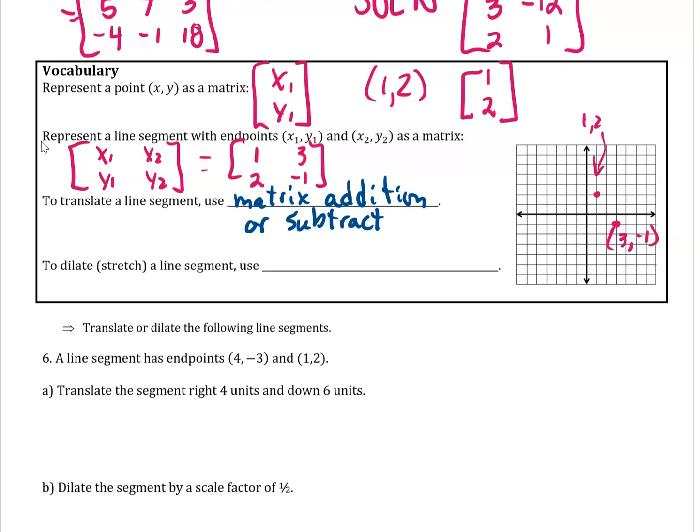Which really I could have just said matrix addition, because subtraction is just adding the negative. If I want to dilate, stretch, or shrink a line segment, I will use matrix multiplication, scalar multiplication. So let's see how that works.